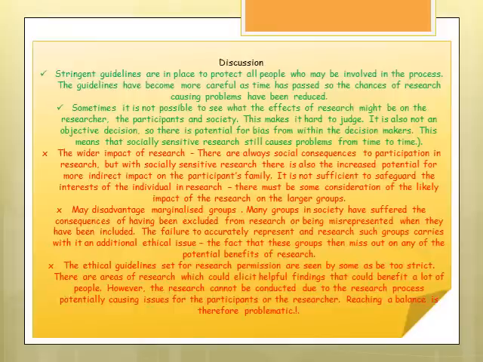Sometimes it's not possible to see the effects that the research might have on the researcher, the participants, or the social group, so it makes it hard to judge. It's not an objective decision. There are potential biases from within the decision maker, so it makes it difficult, and it means that socially sensitive research can still cause problems from time to time.